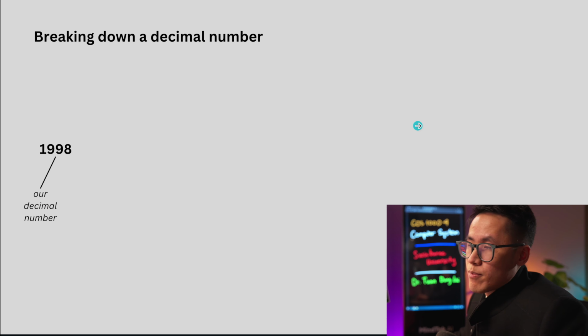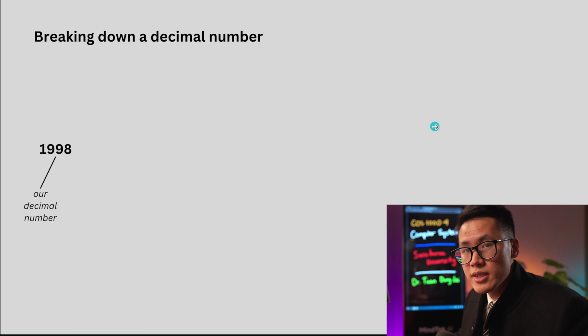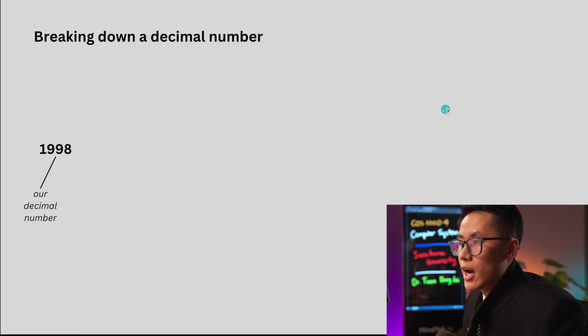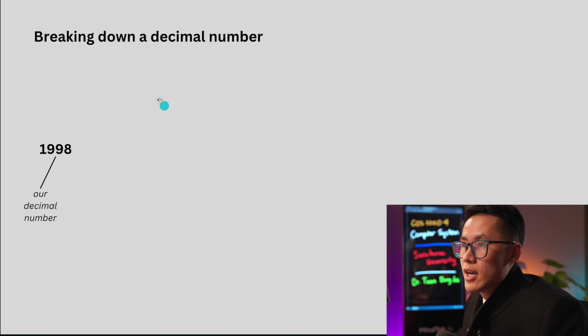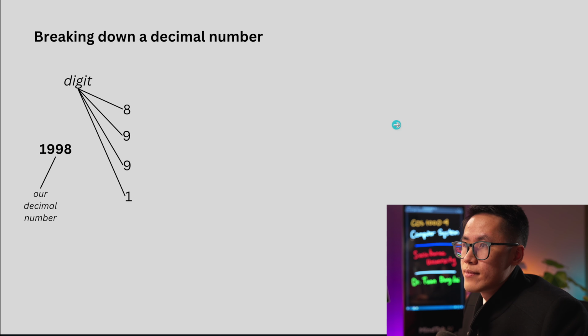Okay, now let's break down a decimal number so that we will understand how to convert between decimal to binary and vice versa. Okay, let's say this is 1998. This is our decimal number. I will break it down into 4 different digits: 8, 9, 9, 1. Okay, these are called the digits. This is called the number. And these are called the digits of the number.